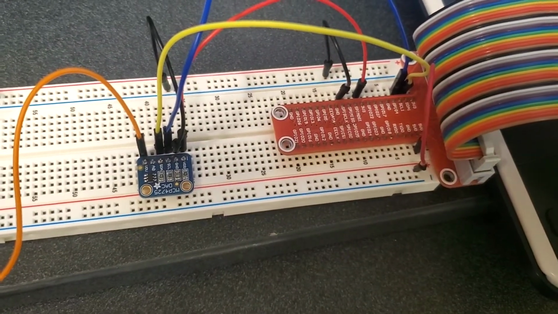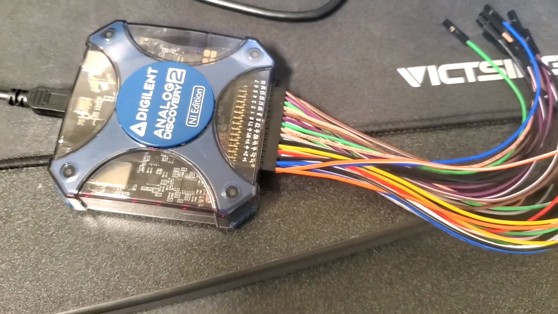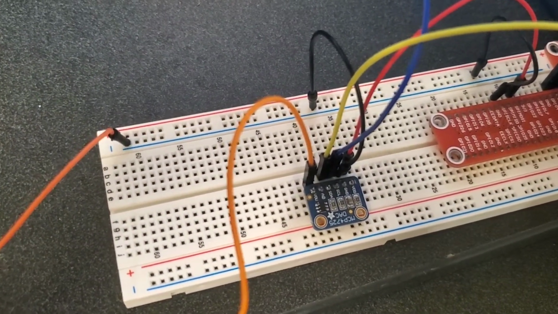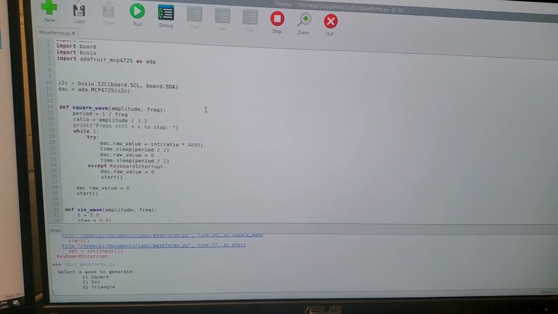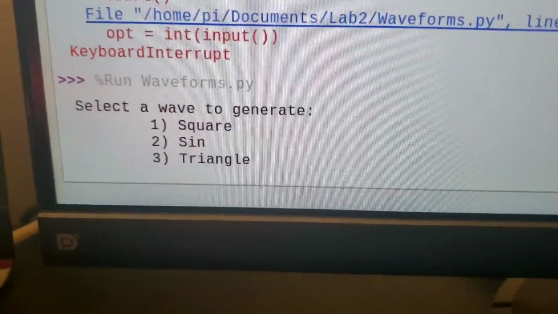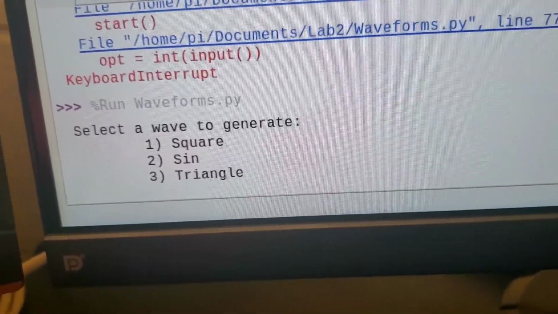On the breadboard, we have the DAC chip wired, and then we have channel 1 of the Analog Discovery set to the Vout of the DAC chip. Here's the program actually running. So the program prompts the user for an input. If the input is 1, it's a square wave. If it's 2, it's a sine wave. If it's 3, it's a triangle wave.